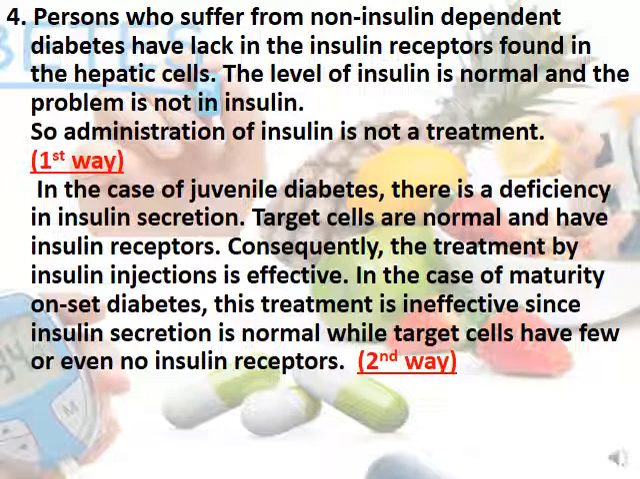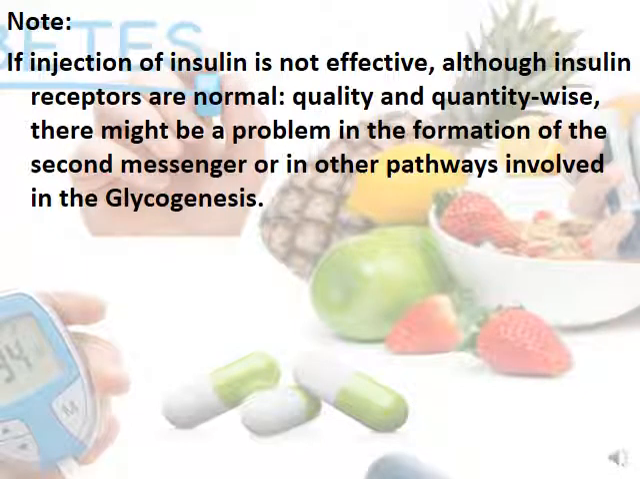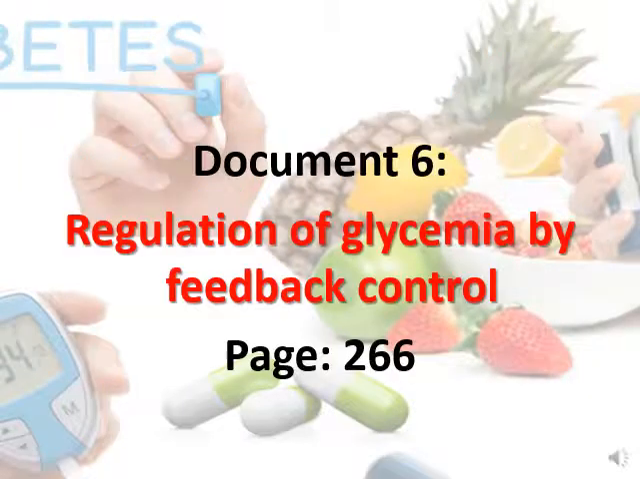In the case of maturity onset diabetes, this treatment is ineffective since the secretion is normal, while target cells have few or even no insulin receptors. As a note, if injection of insulin is not effective although insulin receptors are normal, quantity-wise and quality-wise, there might be a problem in the formation of the second messenger or in other pathways involved in the glycogenesis reaction.